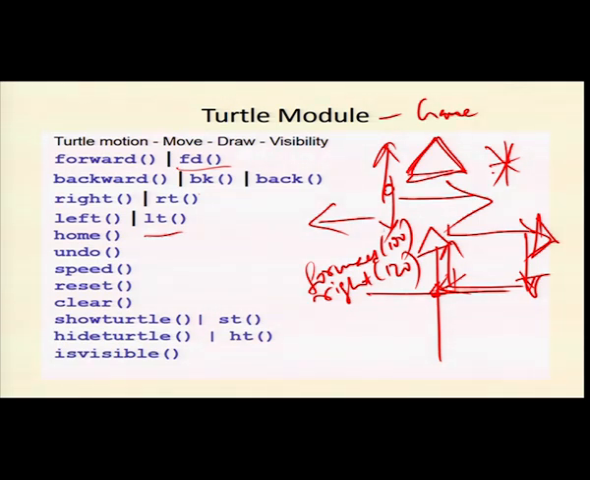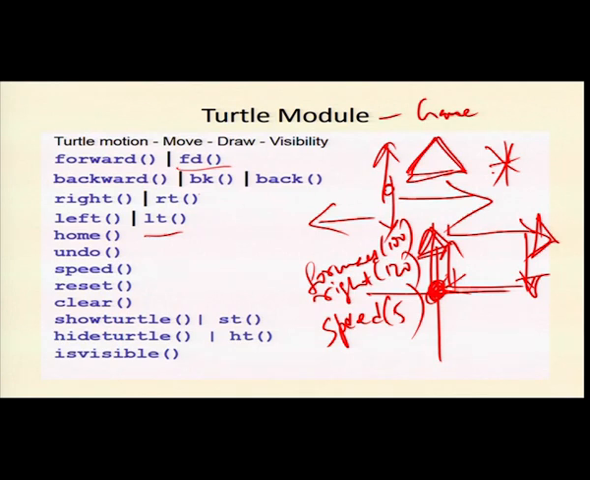I can set the speed, the speed at which the turtle should move. I can set the speed as 3 or 4 or 5 or 2 or whatever number, so that we can see the movement of the turtle from one location to another, at whatever speed it has to be moved. Then reset, which brings it to the original position, then clear, then show turtle will show the turtle, hide turtle will hide the turtle, so we can have the turtle visible or invisible.